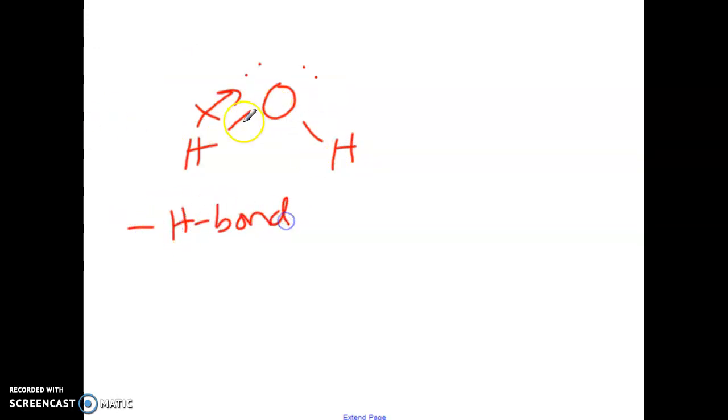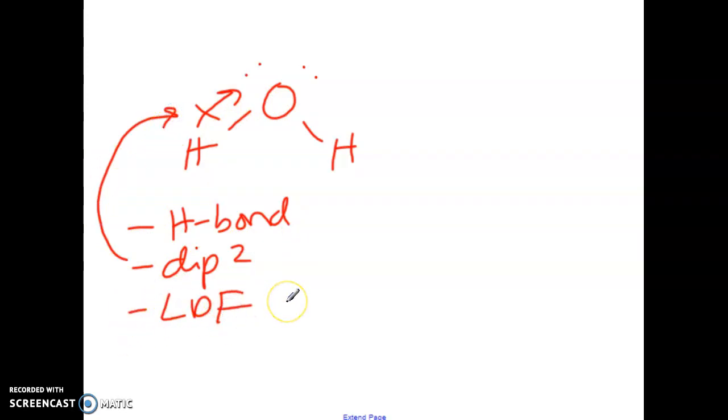Now, when you're looking at a molecule, you can have more than one intermolecular force. For example, let's look at water. Water's polar. So water has hydrogen bonding because it has an OH group. It has dipole-dipole because it's polar, right? We can see the dipole actually. And it has London dispersion forces because it has electrons and protons. So you can have a molecule that has all three.